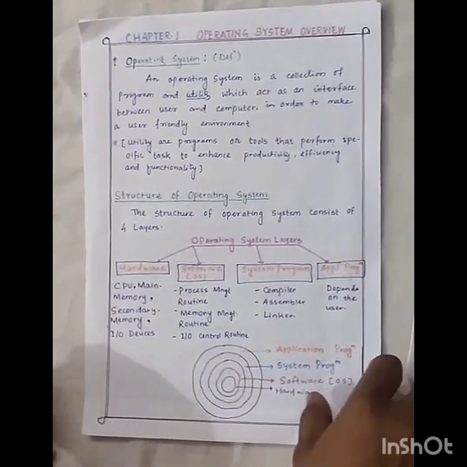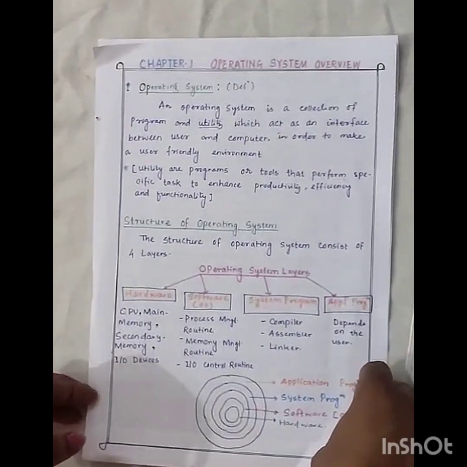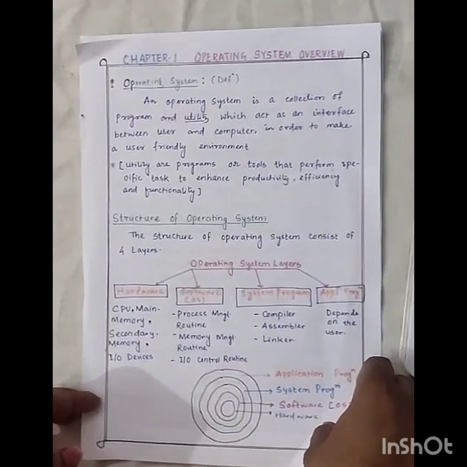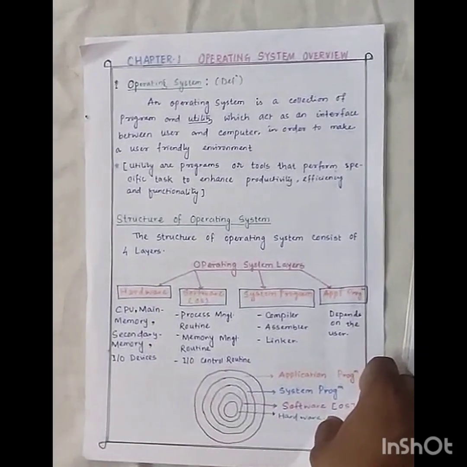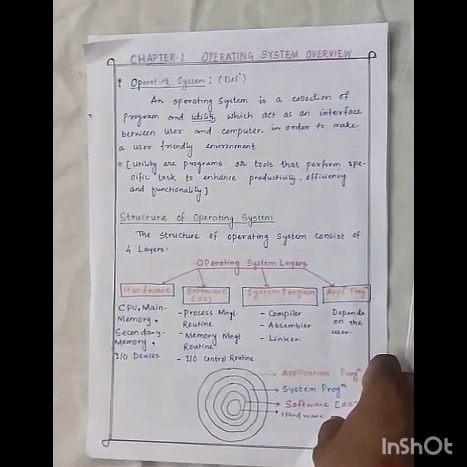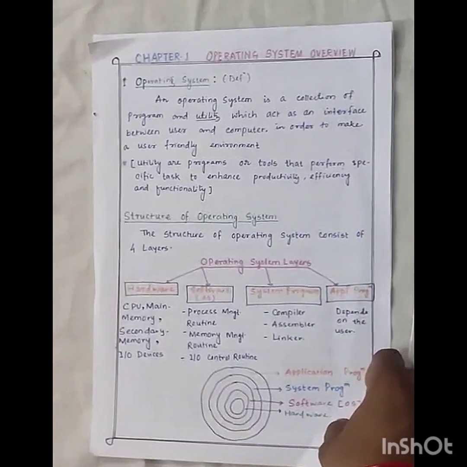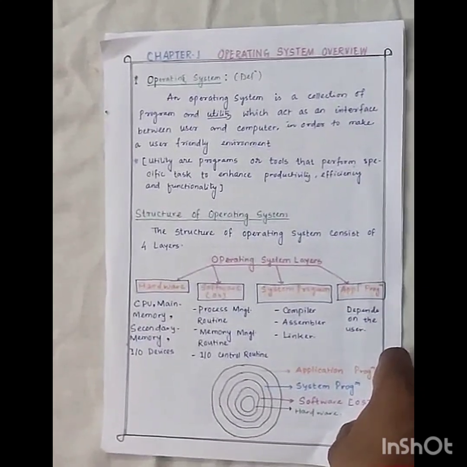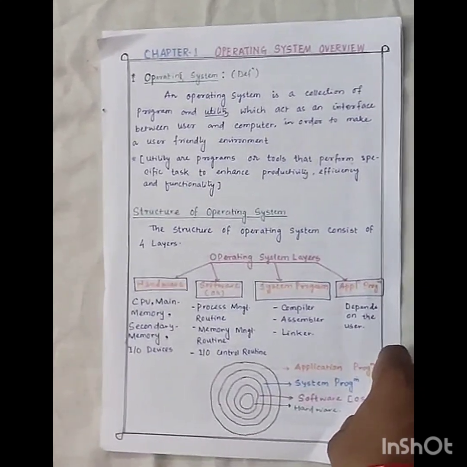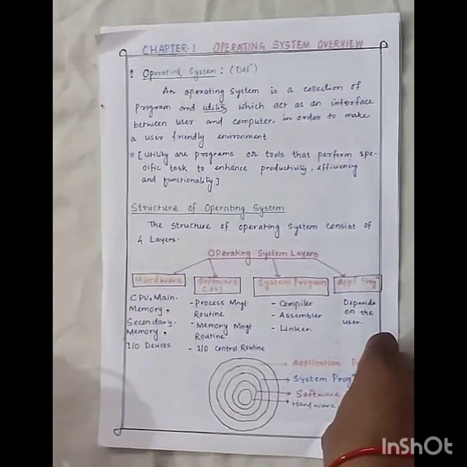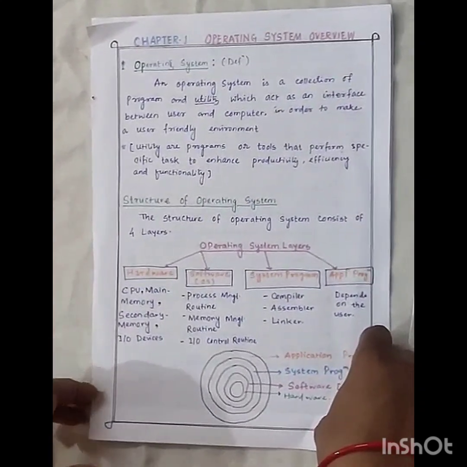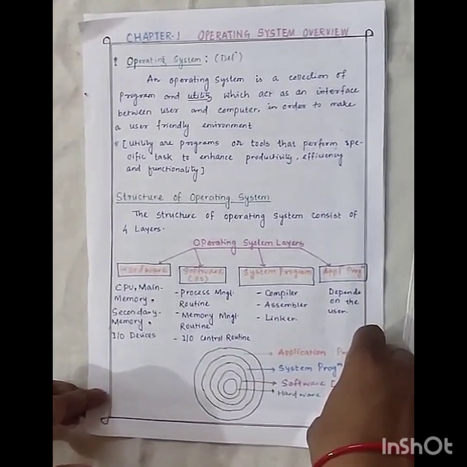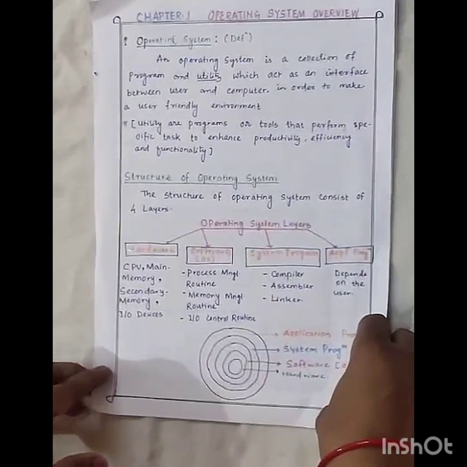An operating system is a collection of programs and utilities which act as an interface between the user and the computer in order to make a user-friendly environment. Since the computer is a hardware device, when the user interacts with the computer, the operating system is that utility, or the collection of programs, which acts as an interface and makes a friendly environment between the user and the computer. Here the utility I have underlined means the collection of programs which enhance the productivity, efficiency and functionality of the operating system and the computer system overall.